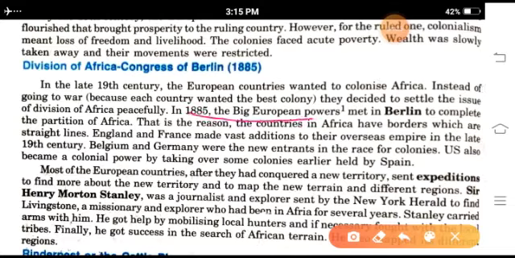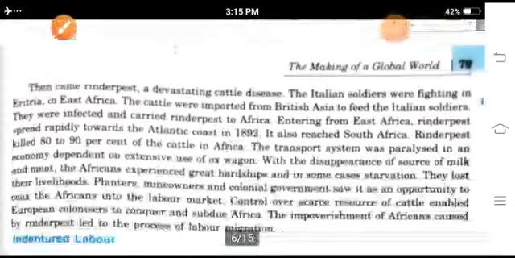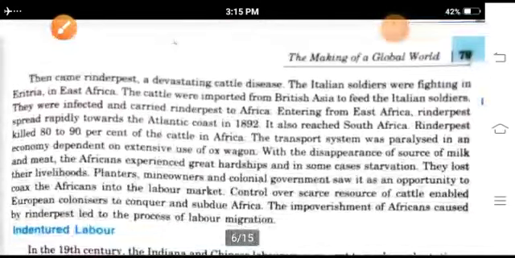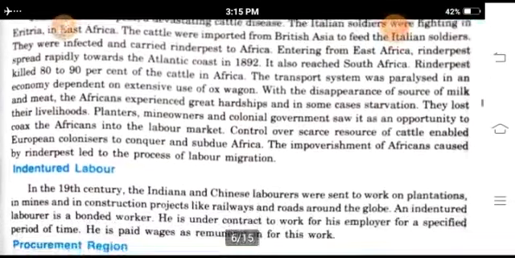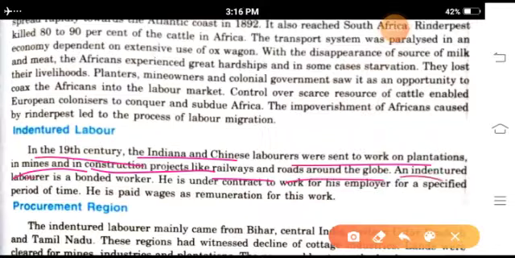In 1885 big European powers met in Berlin to complete the partition of Africa. That is the reason countries in Africa have borders which are straight lines. England and France made vast additions to their overseas empires in the late 19th century. Belgium and Germany were the new entrants in the race for colonies. The US also became a colonial power, taking over some colonies earlier held by Spain.